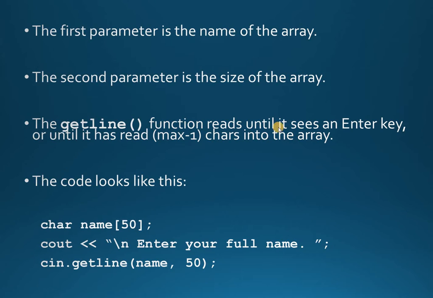The getLine function reads until it sees an enter key, or if it has read max minus 1 characters into the array. So if you have an array of 50 and it says enter your full name, depending on how long your name is, the whole name will be read into the cin.getline.